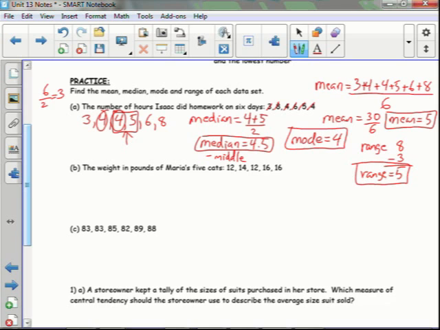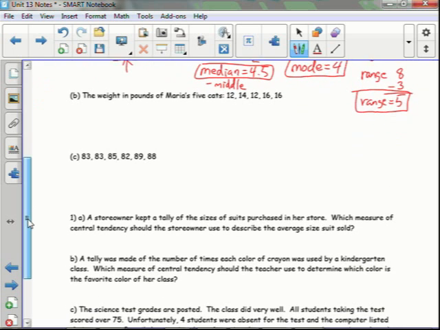All right, so mean is the average, median is the middle, mode is the most often, and range is the difference in those. All right, we'll do B here, and then we'll look into some aspects of when these are the best. Okay, B, the weight in pounds of Maria's 5 cats. Okay, 5 cats, that's a lot. So let's write them in order from least to greatest. 12, 12, 14, 16, and 16. Okay, so let's just start it off here.